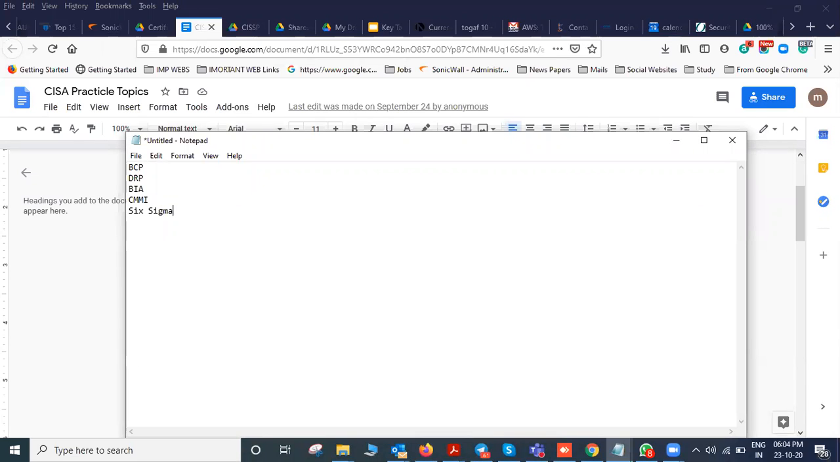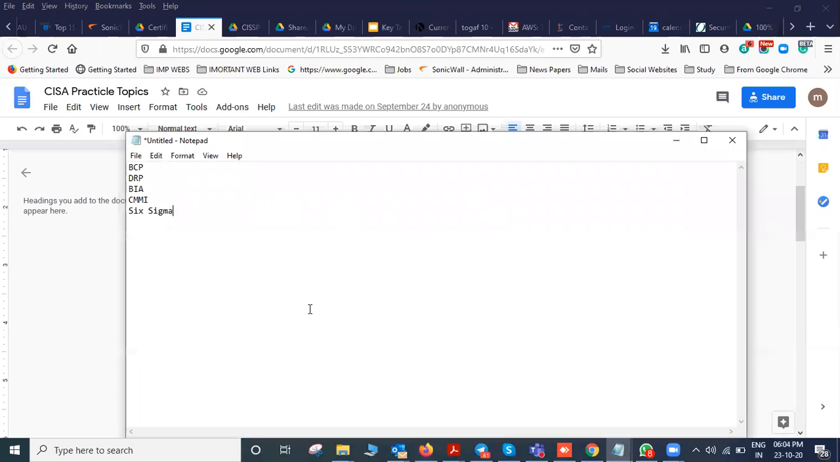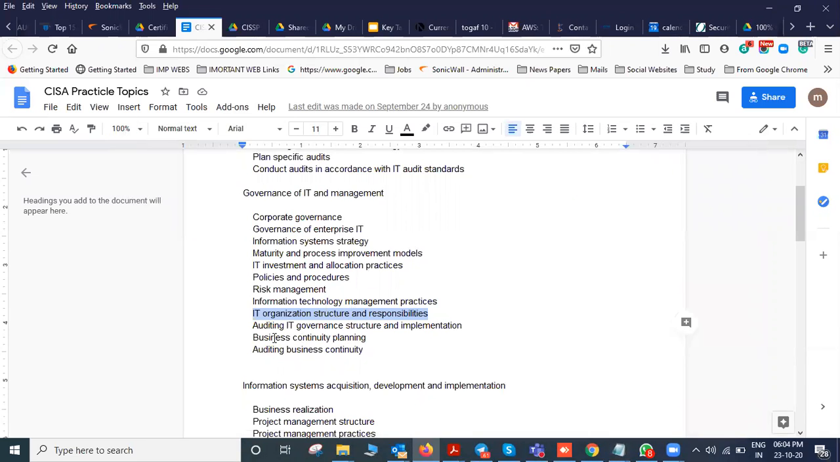Just try to get all the information about all those things. And risk management, policies and procedures, you know that. Risk management, information technology management and practices, IT organizational structure and responsibilities. So this is also something you are going to be adding. Okay. Auditing IT governance structure and implementation, business continuity planning, and auditing business continuity.